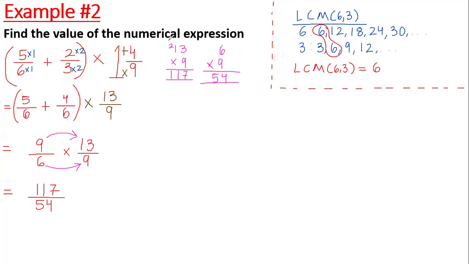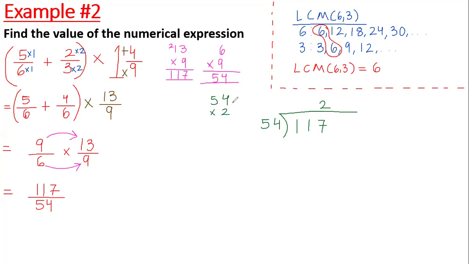Now what we have to do is divide. So we're gonna divide here. How many times does 54 go into 117? It doesn't go in 1 time because it'll still be a lot, so it's gonna be twice. 54 times 2 is what? 108.